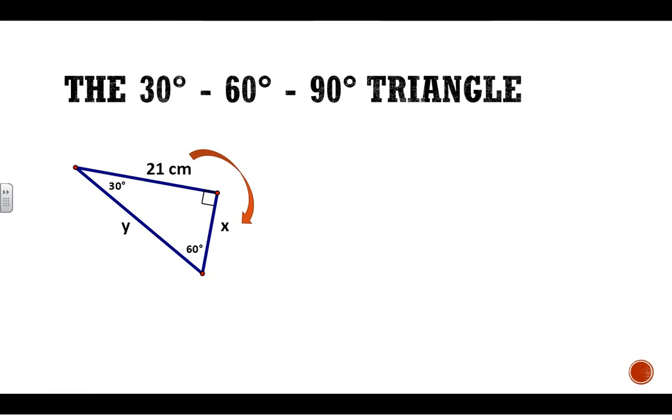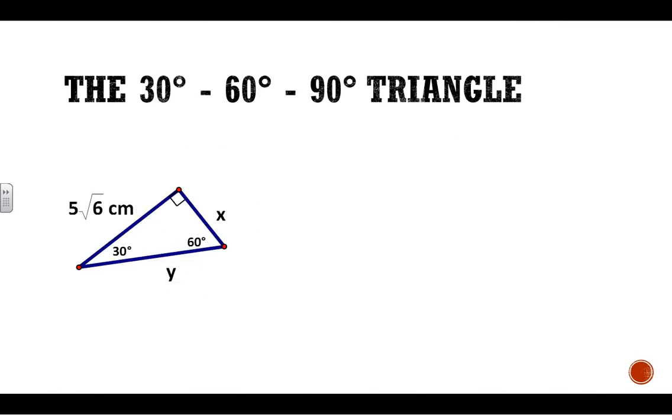All right, so 21. So again, I'm dividing by radical 3. I'm showing the work to the right, but it's that same pattern of 7 radical 3. I multiply that by 2. I get 14 radical 3. On and on we go.